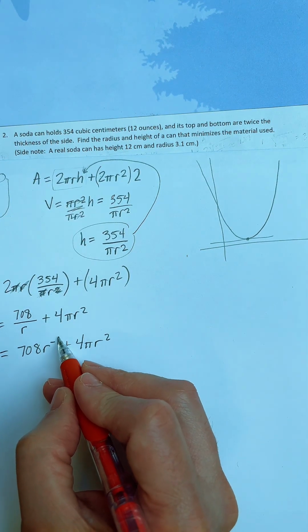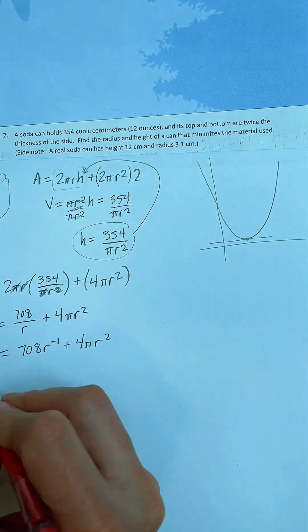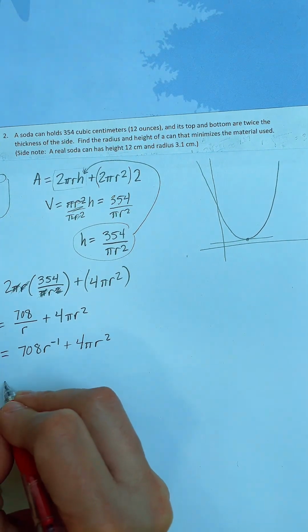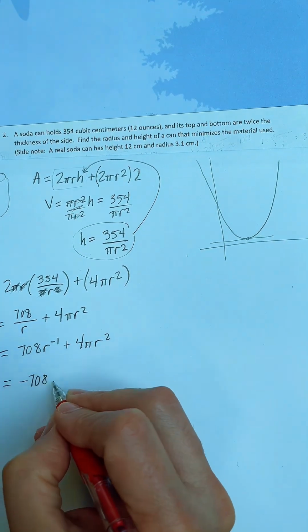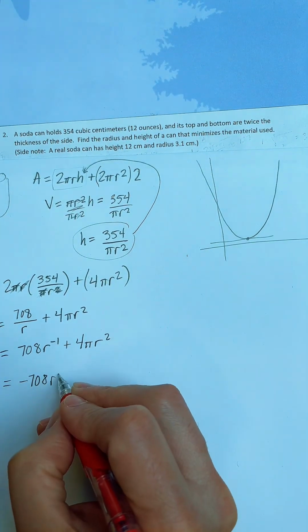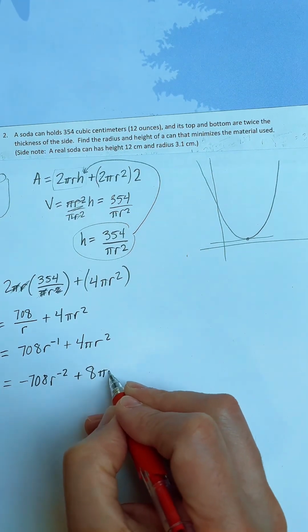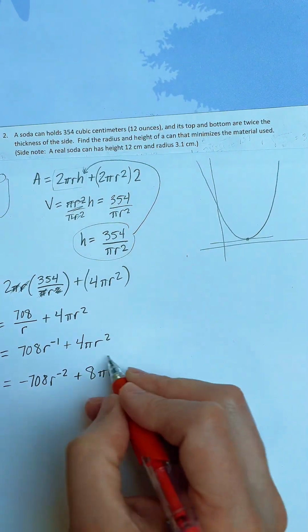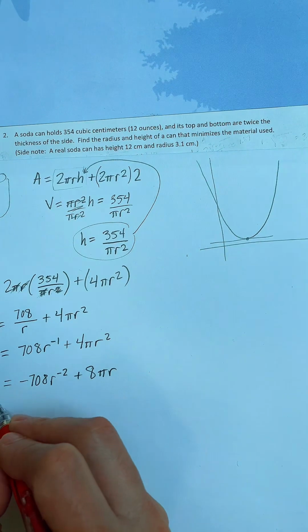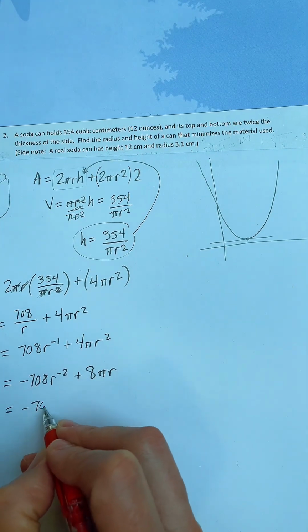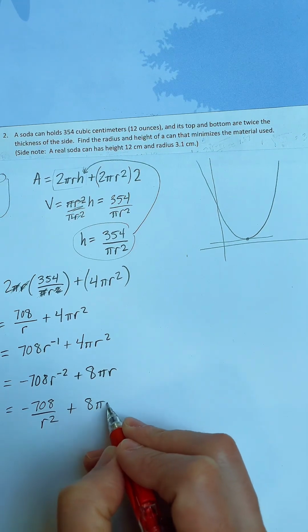We're ready to do the derivative. This power is going to come down, so it'll make a -708, and we'll write A prime equals -708, and then that becomes -1, so that'd be -2, and then this comes down, makes an 8 pi r, and then we reduce it by 1, so there you go. Now let's move this back underneath. So A prime is equal to -708 over r squared plus 8 pi r.